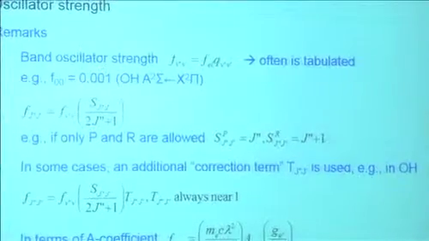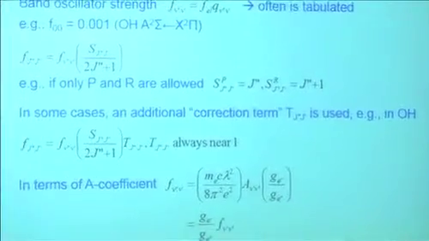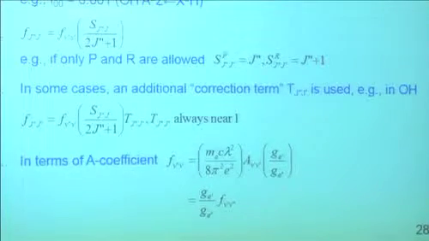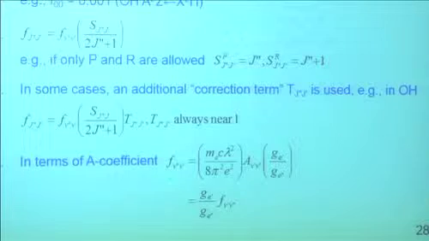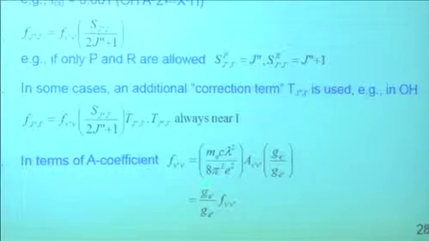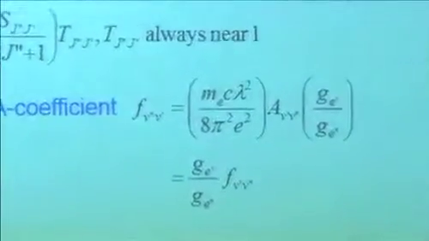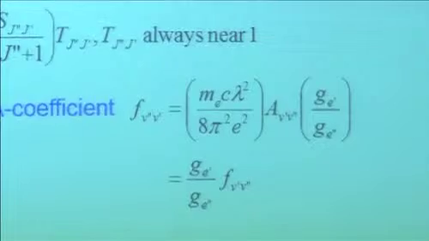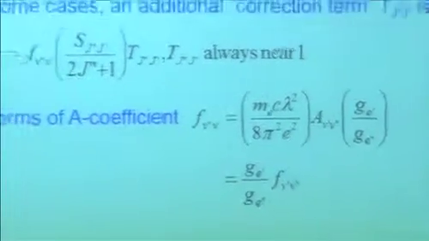Then there's some rules about, am I talking about the oscillator strength for absorption or for emission? So there's a little difference between the V double prime, V prime and the V prime, V double prime, and they're related by the degeneracies. That's another subtlety. Because usually, maybe they give it to you for emission, but you want it for absorption. You've got to be careful about the G's.